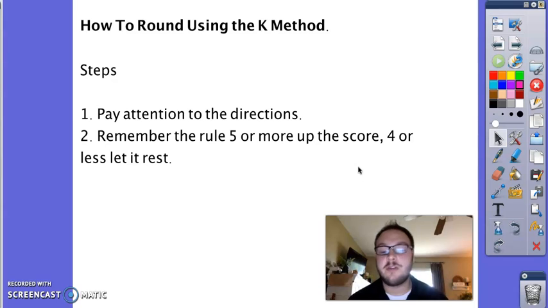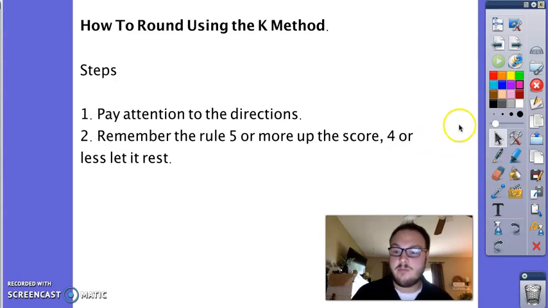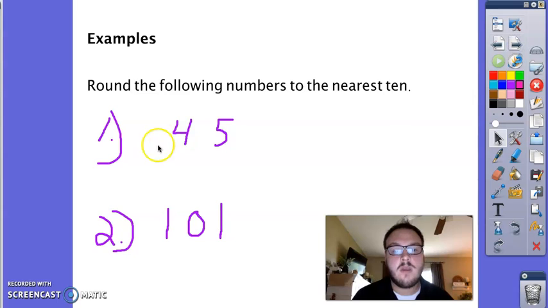So the steps to using my rounding K method: one is to pay attention to directions, because that will often tell you whether you're rounding to the nearest thousand, tenth, hundredth, 100, million, whatever the directions are. And then the other important rule is to remember five or more up the score, or four or less, let it rest. This rule is very important because it determines the exact way we're rounding. If the number you're looking at is five or more, it's going to increase in value, and if the number is four or less, it's going to remain the same value. So let's go ahead and get started.